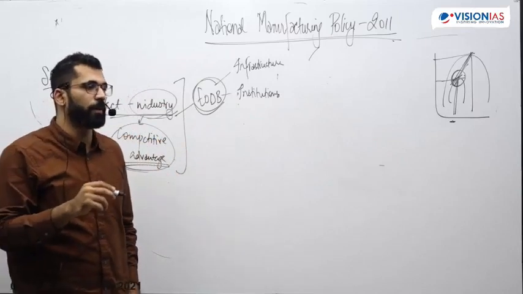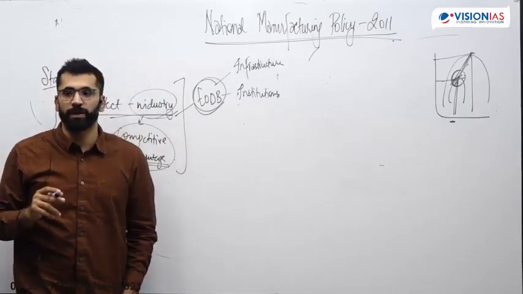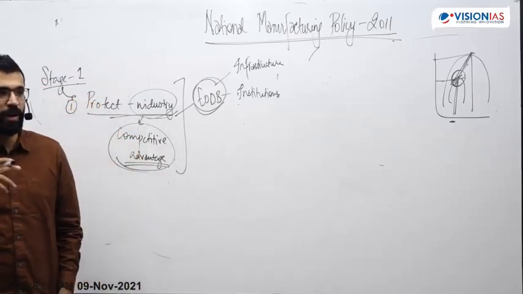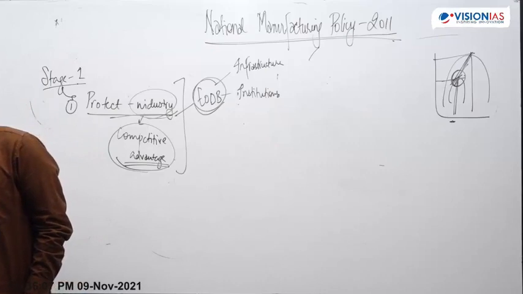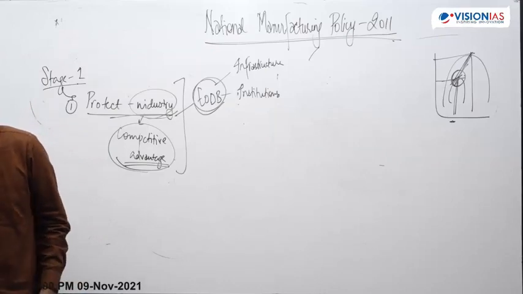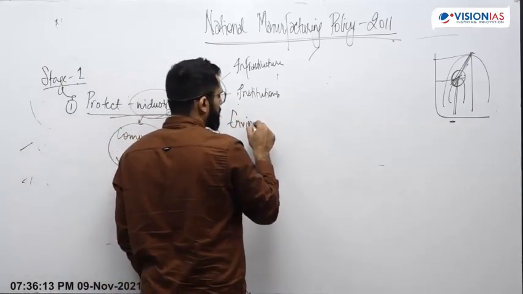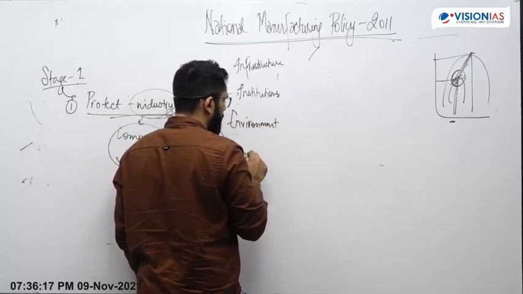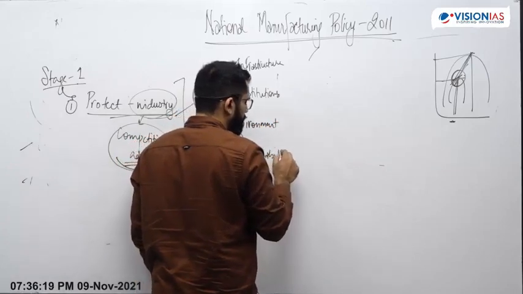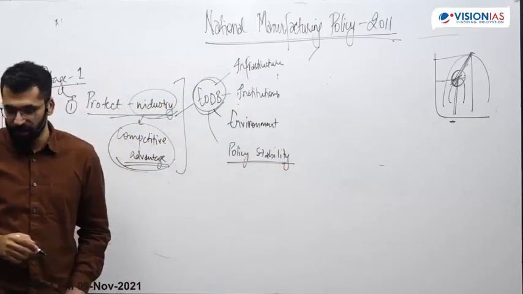You will not have an industry coming up in a lawless area. You need to have contract enforcement. You need to have judiciary. You need to have stable law and order. Until and unless, industry will not come. You need to have a stable environment, an ecosystem. You need to have policy stability. This is what you need in the first stage.